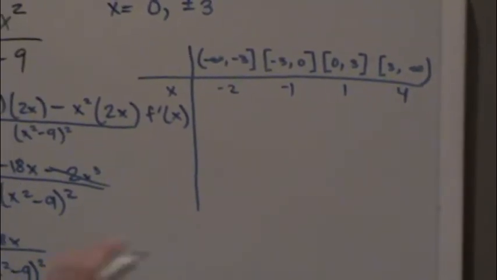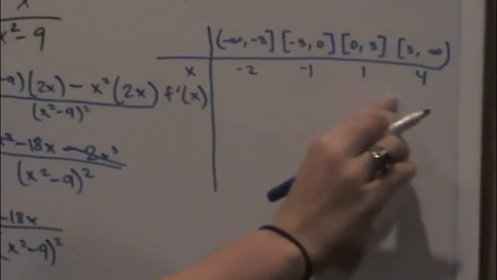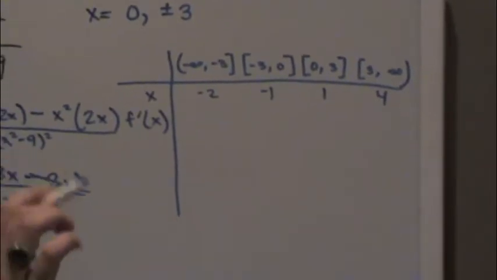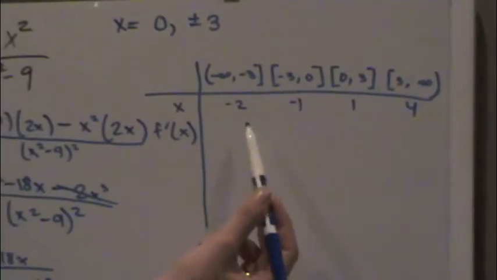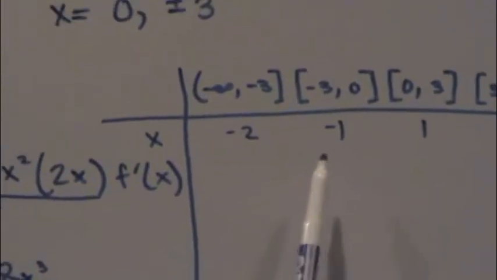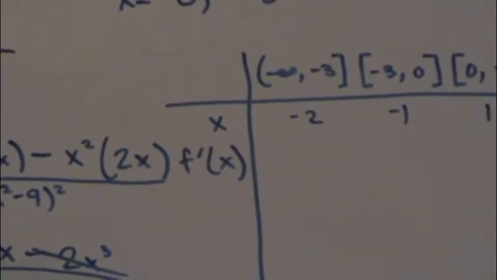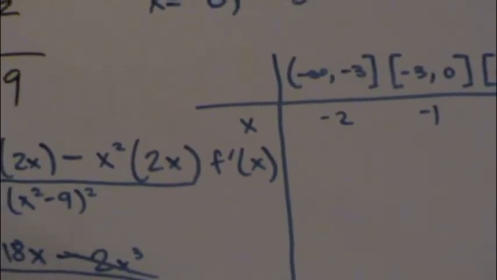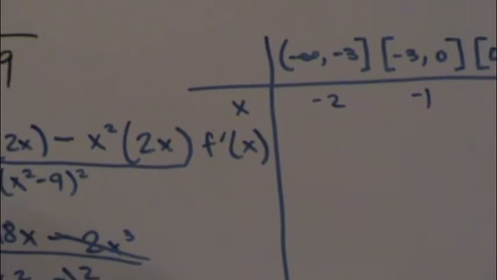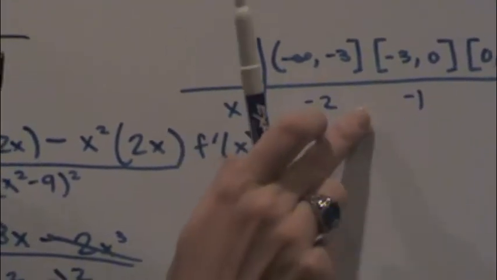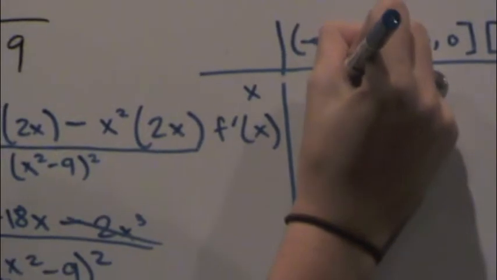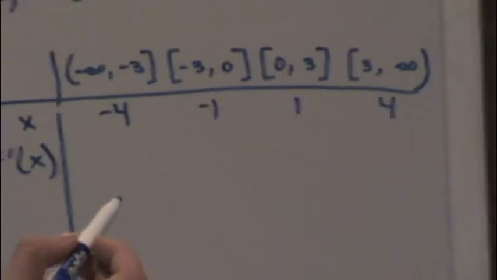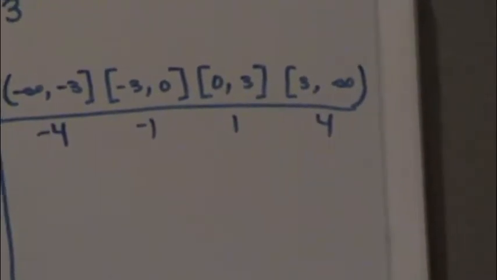Okay, now you don't need to completely solve the derivative for each of these numbers. You just want to find out if it's positive or negative. Because if it's positive, it's increasing. If it's negative, it's decreasing. And you can choose any number within the interval. So for the first one, you can't use negative 2 because it's not on that interval. You would have to use negative 4 or anything less than that. And on this interval, negative 1 is between negative 3 and 0. 1 is between 0 and 3.